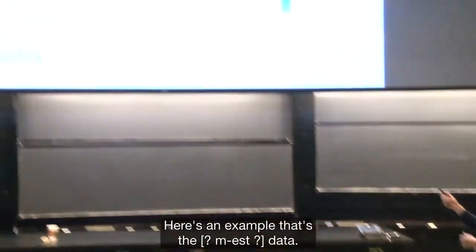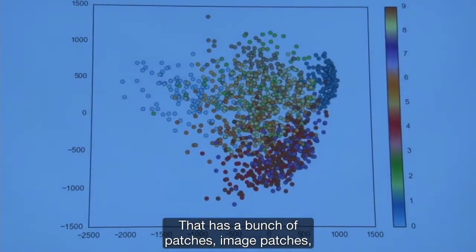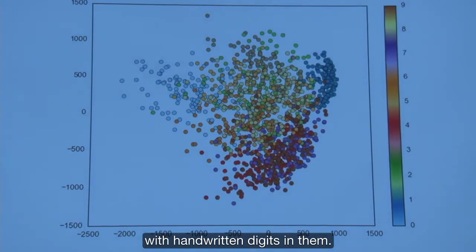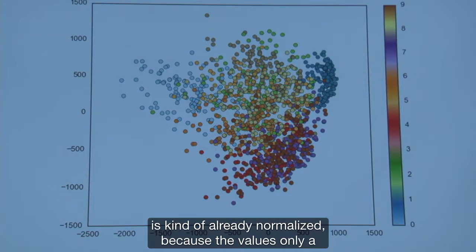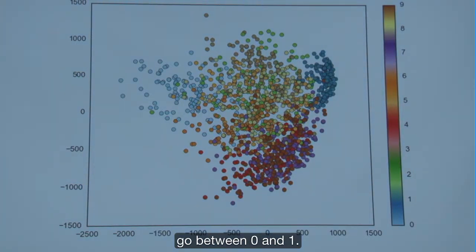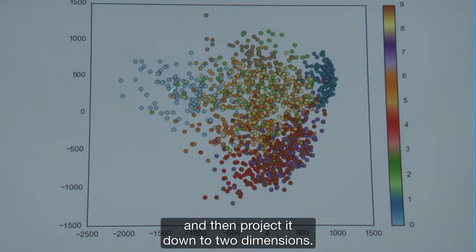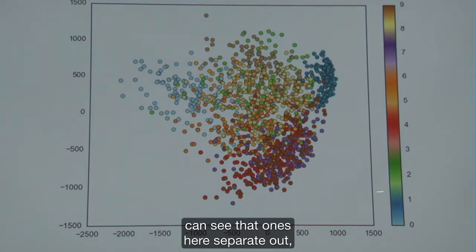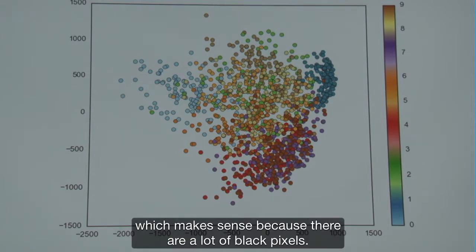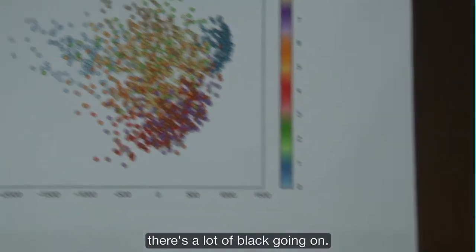Here's an example. That's the MNIST data. That is a bunch of image patches with handwritten digits in them. Doesn't matter for this example. The only thing that matters, each of the features is already normalized because the values only go between 0 and 1. And this is if I perform PCA on this data and then project it down to 2 dimensions. And this makes sense to me, and I can nicely see that the ones here separate out, which makes sense because there are a lot of black pixels, right? If you have an image patch and only a 1 inside, there's a lot of black going on.